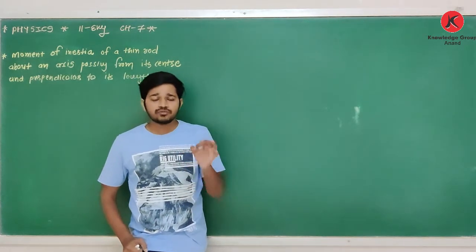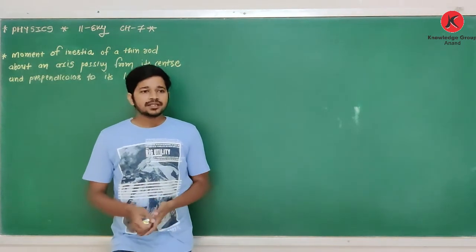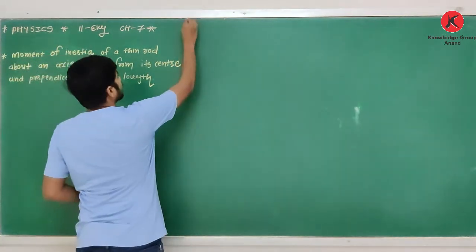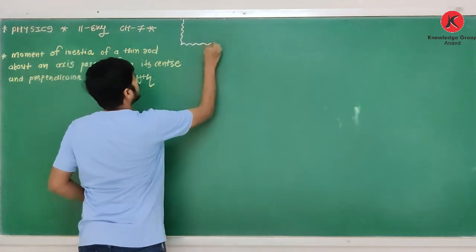In the last lecture we discussed the two most important theorems about moment of inertia, and the equations for particles. How do we find the moment of inertia about a given axis? For particles we know the equation. Here I am writing it for a particle.